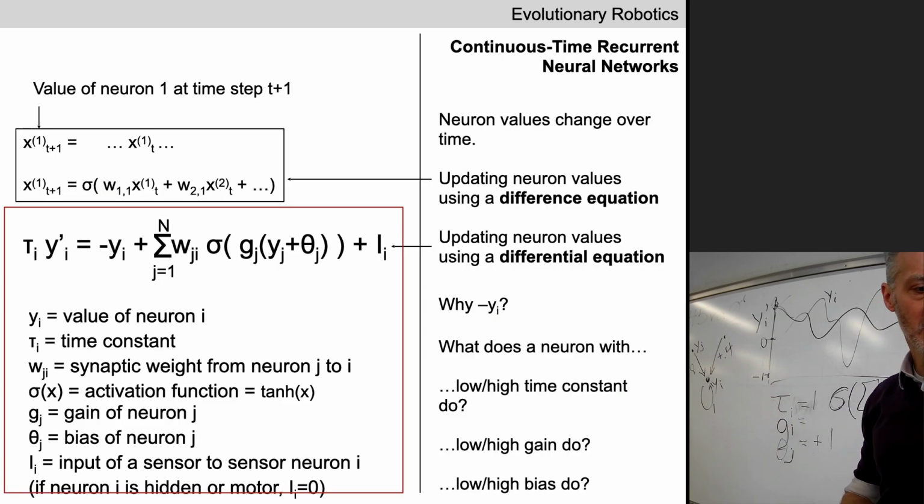Okay, last detail, and then we're done. This particular notation is quite awkward. We've got uppercase I, subscript lowercase i. My apologies. Okay. What is this I sub i? This is the input of a sensor to a sensor neuron.